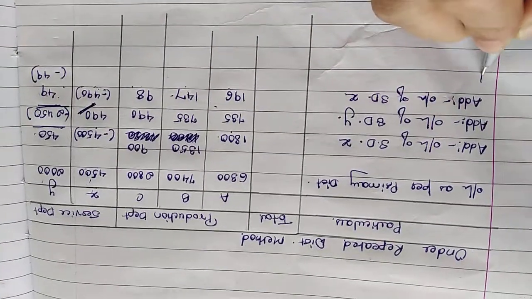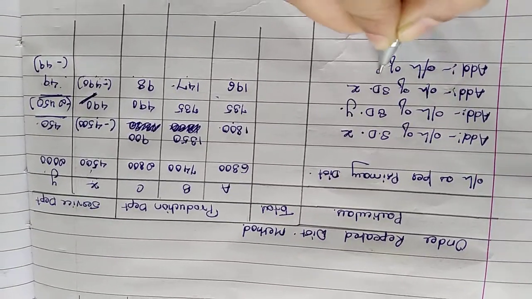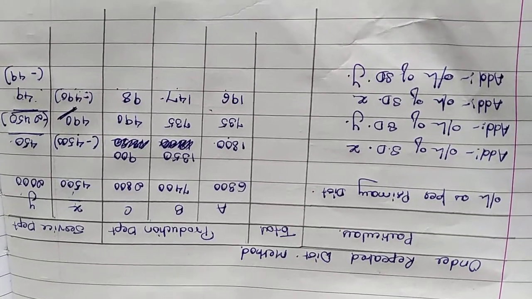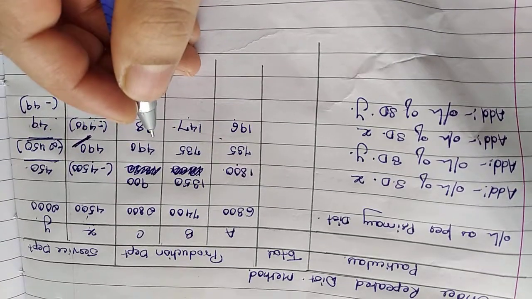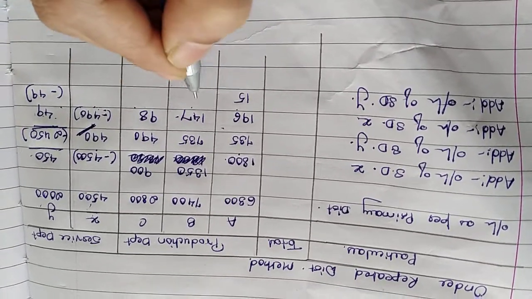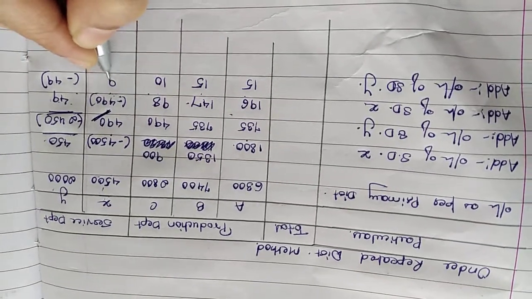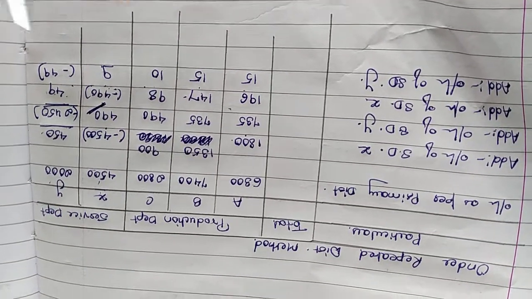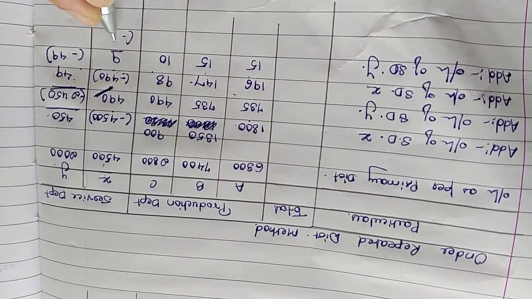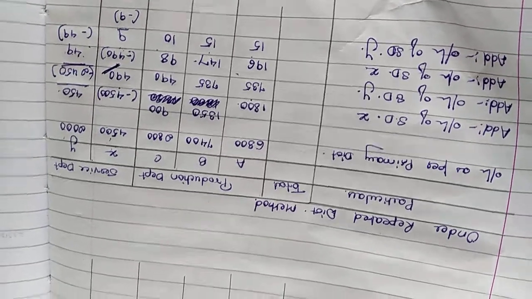I will write here, add overheads of service department Y, and similarly I will distribute the Y in the percentage of 30, 30, 20 and 20. So it will become 15, 15. Here we'll write 10 and here we'll write 9. Now again we are supposed to distribute this 9, which is the overhead of service department X.